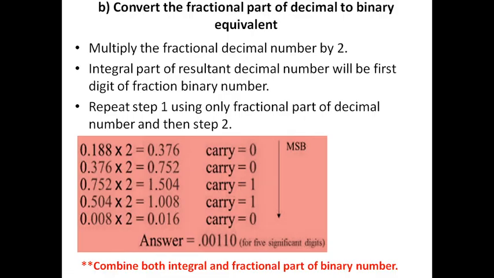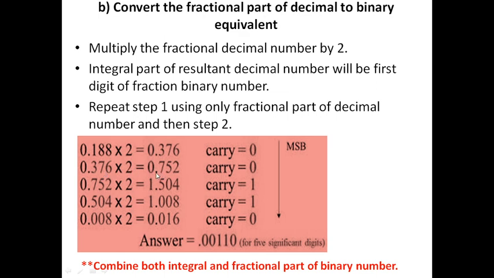Now that was about the integer part. Now let's convert the fractional part of a decimal number into the binary equivalent. What you have to do is take the fractional part. For example here you need to convert 0.188 into its equivalent binary. You have to take 0.188 and multiply it by 2. Keep on multiplying by 2. So into 2 you have got 0.376. Remove this 0 and keep it aside. Carry this 0.376 forward and multiply it by 2 again.